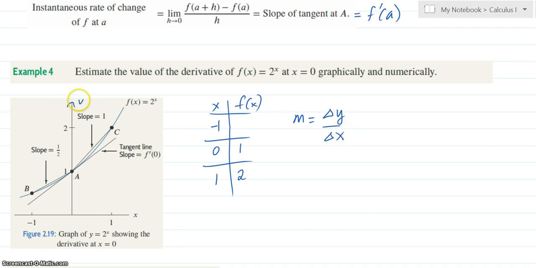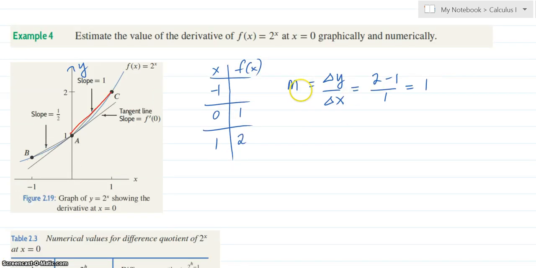So you can easily find the slope of those 2 points. Again, I'm going to call this y. So we know that's going to be 2 minus 1 all over 1. I'm going to use that average rate of change to get 1. So that's the slope of the secant between 0 and 1. This line right here, that slope. There it is in red. So I'm going to call that the slope of AC.